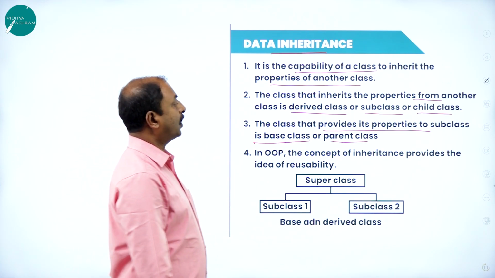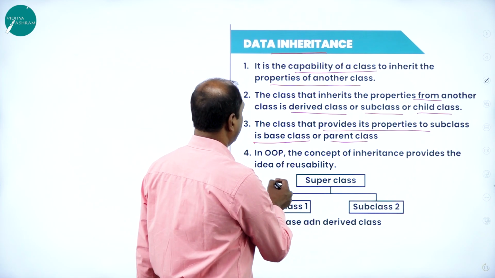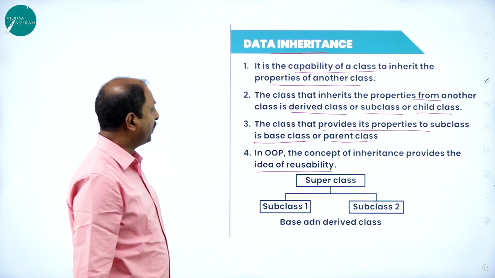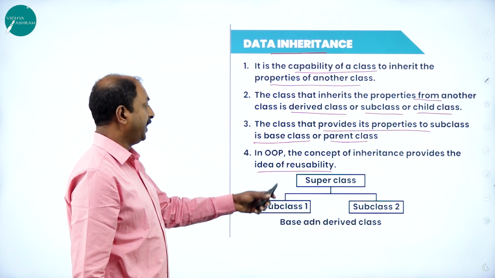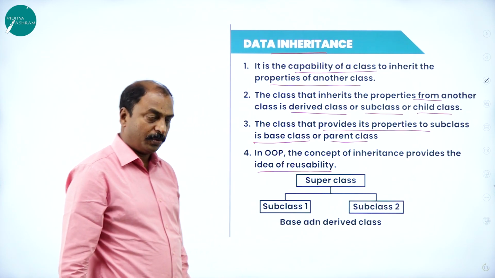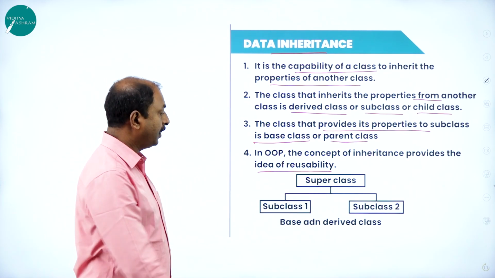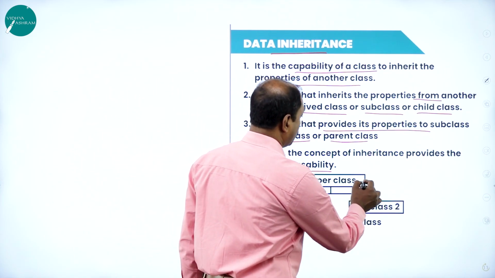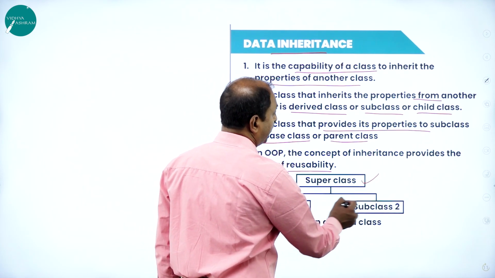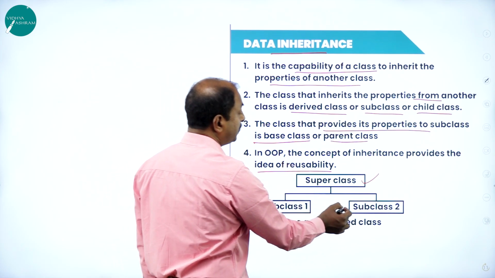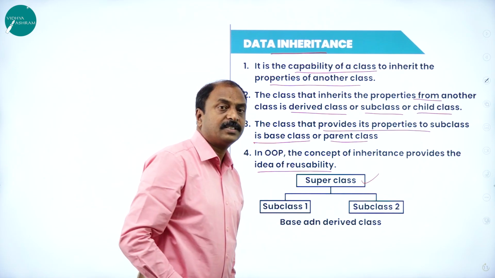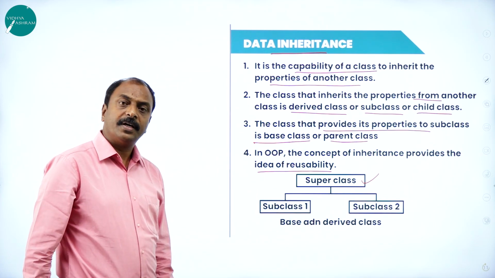Now in OOPS, the concept of inheritance provides the idea of reusability. This advantage of the OOPS concept, inheritance, provides the reusability of the code. Now we can look at the example here. This is a superclass or parent class, and these are the child classes or subclasses, because these two classes are derived from this base class. So this is data inheritance.